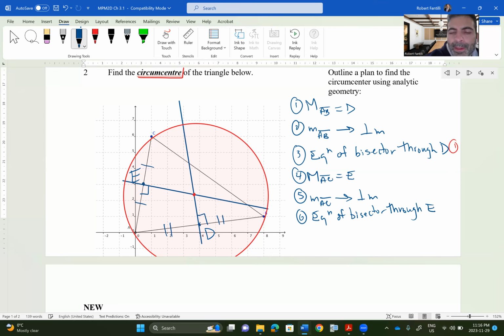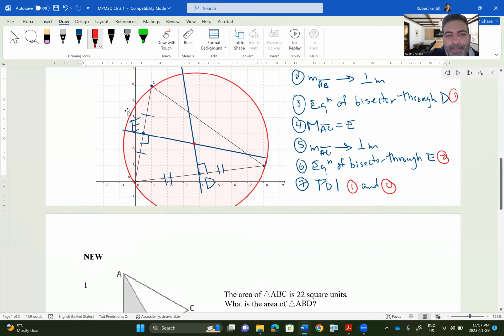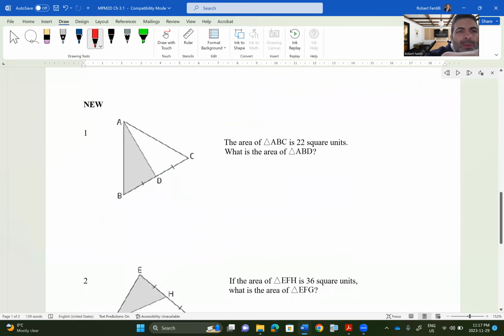Clean that up. And the final thing you're going to do here is find equation number 2. And then we're going to find the POI of equation 1 and equation 2, and that will give you the circumcenter. Okay, take a moment to review that, and I'll take you through these questions quickly.